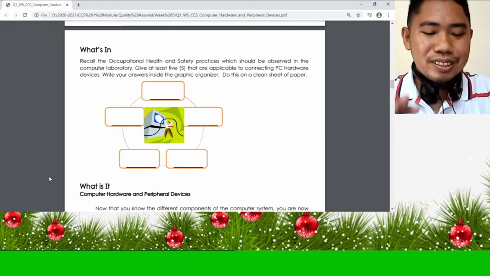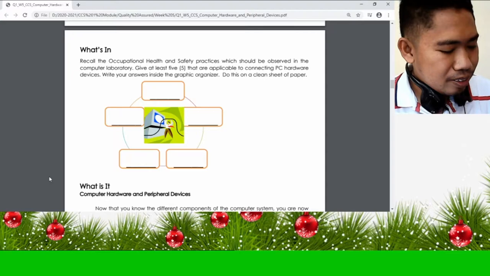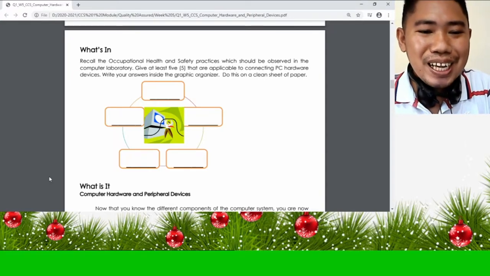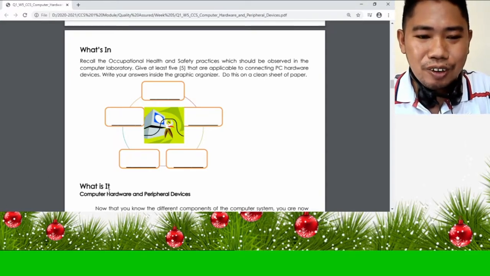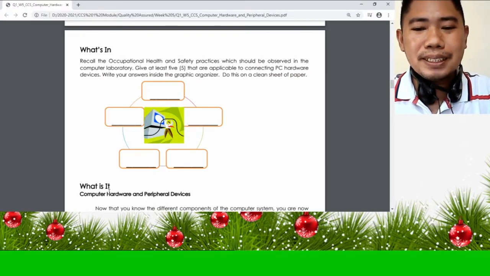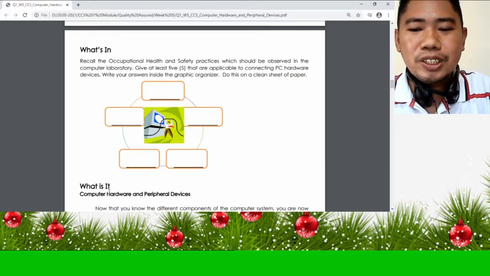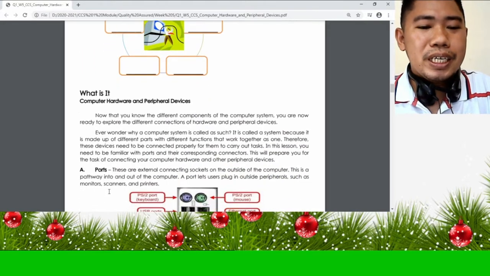Okay na ba? Sige. Okay. Sige, padayon pa. Okay. So, okay na ba what's in? Ipasa. Do this in a clean sheet of paper. Okay. Sunod.